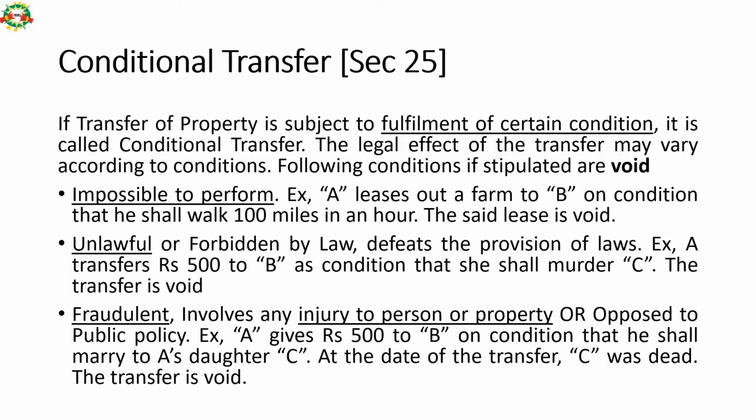Fraudulent, involves any injury to a person or a property, or opposed to public policy. For example, A gives rupees 500 to B on a condition that he shall marry A's daughter C. At the date of transfer, C is dead. So I tell you that I will give you 100 rupees if you will marry my daughter, but my daughter has already been dead before today's date. So that transfer is void because my daughter is not in existence. So I cannot put a condition to get her married because she has already died.